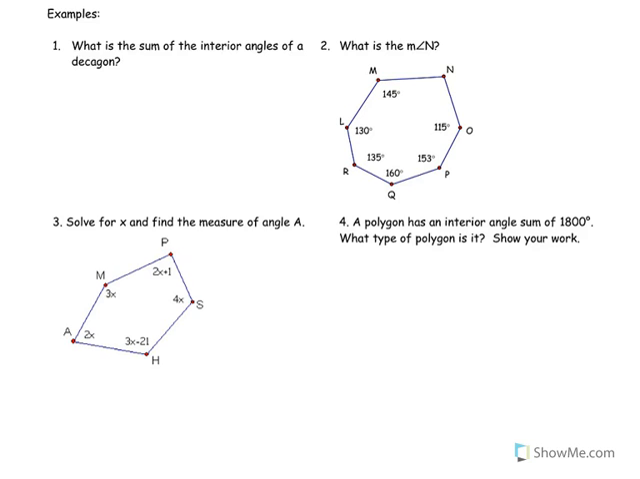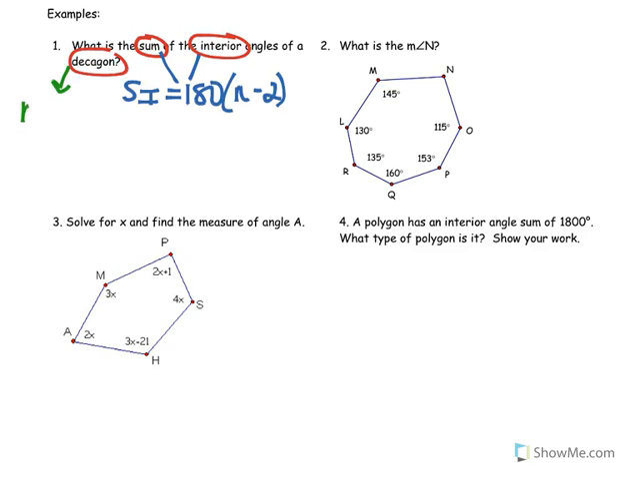So a little bit quicker through this example. Number 1 says, what is the sum of the interior angles of a decagon? There are 3 important words I want you to circle. Sum, interior, and decagon. The sum of the interior tells you that you're going to use this formula. SI equals 180 times n minus 2. The decagon tells me the number of sides. It tells me that n is 10, and I can plug that in for my n right here. So this becomes 180 times 10 minus 2.